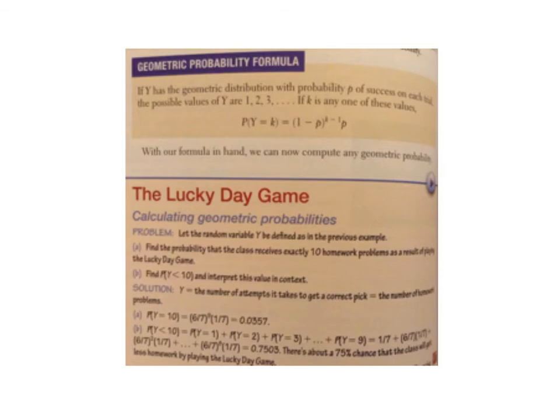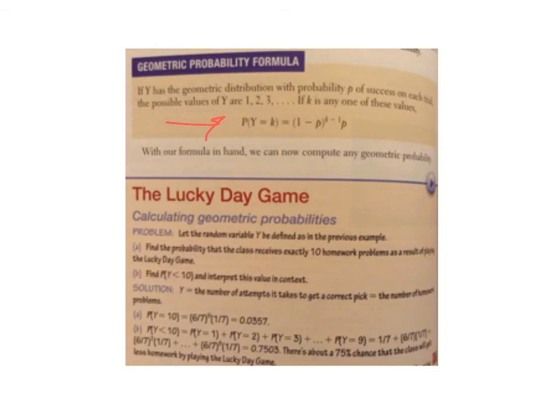Let's look at our formula for this and go straight into an example. Our formula is right here: the probability that Y equals k. Remember, k is when we get a success. Our formula is 1 minus the probability to the power of k minus 1, times the probability. Let's put this in an example.